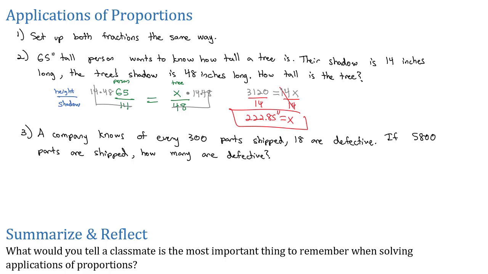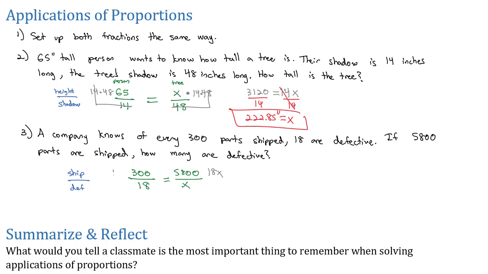What we're looking at comparing in this problem is the number of things that we ship compared to the number of things that are defective. So let's put shipments over defectives. We know that out of 300 parts shipped, so we'll put that in the top, over the defective, there's 18 defective. That's going to be equal to the second situation, where there's 5,800 parts shipped. Those are the shipped. They go on top. What we're looking for is the defective in the denominator. That sets us up a proportion we can solve to answer the question.